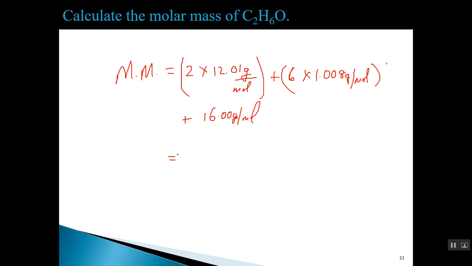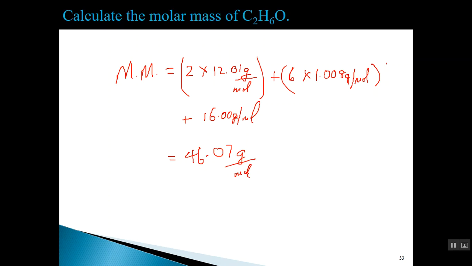And let me do that on my calculator here. So 12.01 times 2 plus 6 times 1.008 plus 16.00, and the answer I got on my calculator is 46.07 grams per mole. All right, so that's essentially it.